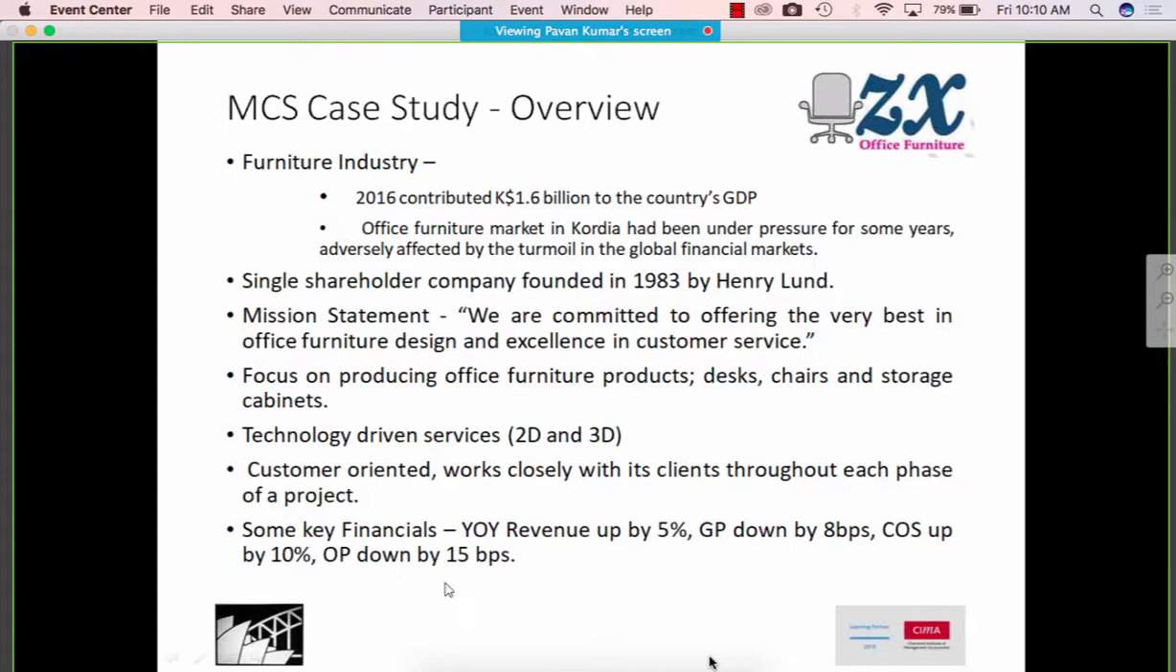Now, operating profit is down by 15 basis points. The reason for this could be that there is an increase in the selling and distribution costs, which is directly relevant to the revenue, but the revenue has only gone up by 5%. So this is a brief or an executive summary.